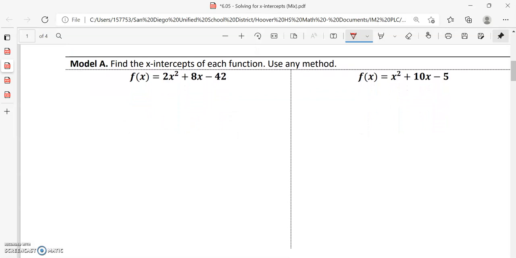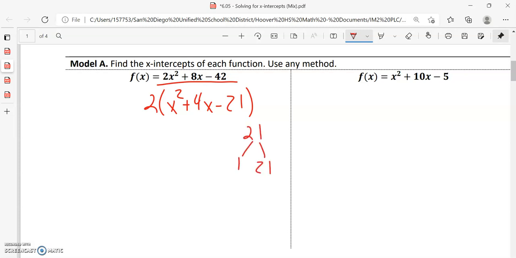Find the x-intercepts of each function. Use any method. Okay, so let's look at this first and see if we can factor it. First thing you want to do is pull out the 2. X squared plus 4x minus 21. So what multiplies a negative 21 and adds to 4? So 21. 1 and 21. 2 doesn't go into it. 3 does 7 times. 4 doesn't go into 21. 5 does not. And 6 does not.